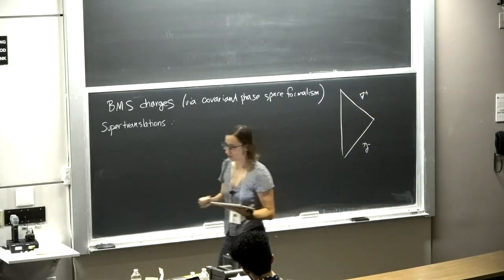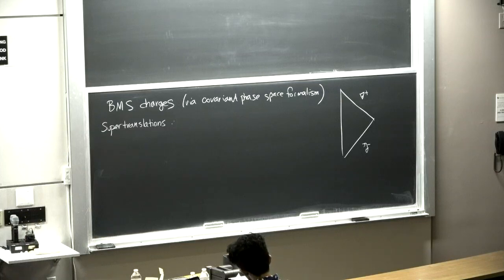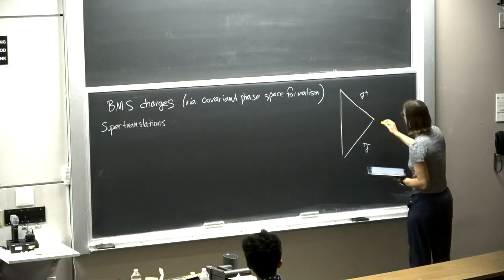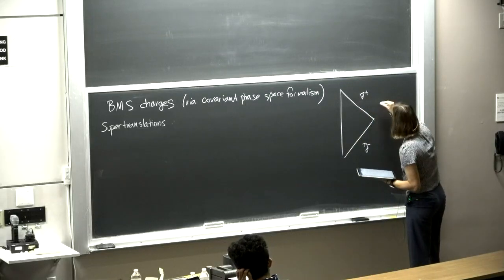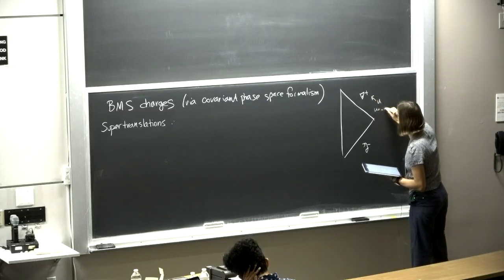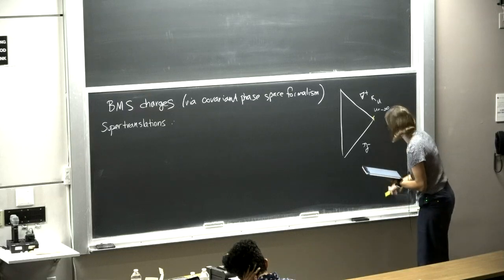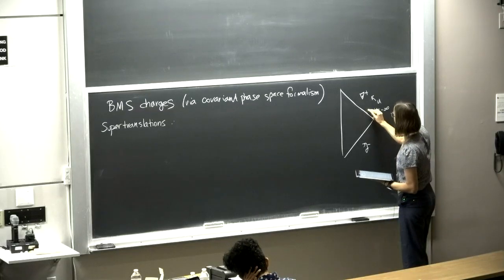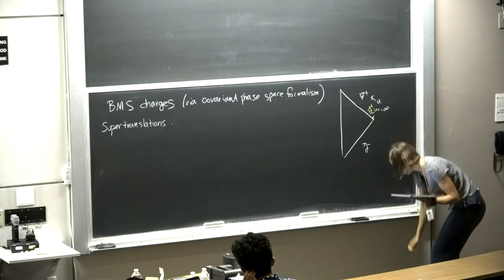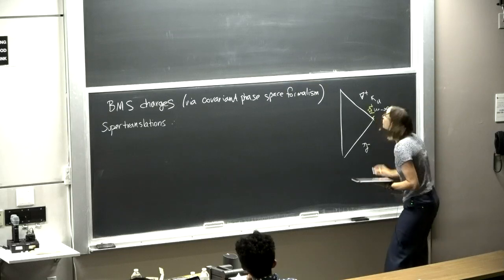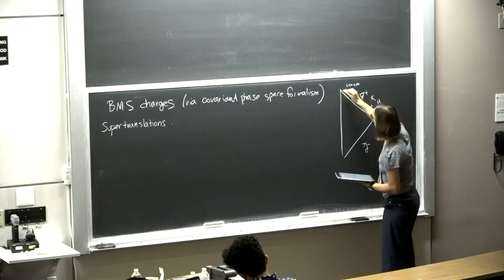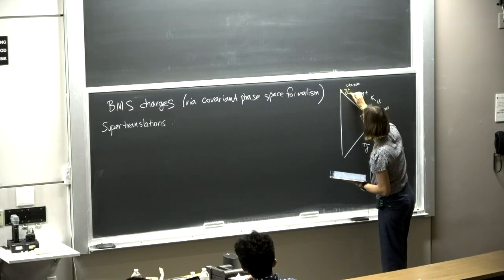And I will also give a name to the boundary regions of the boundary. So there's the past boundary, so we have u, which goes in that direction, and we have u equals minus infinity over here. And I will refer to this region as scry plus minus. So it's the past boundary of future null infinity. And similarly, u goes to plus infinity over here. And I will refer to this region as scry plus plus.